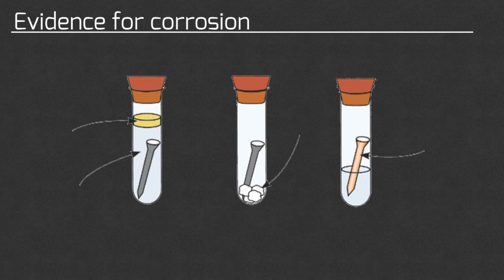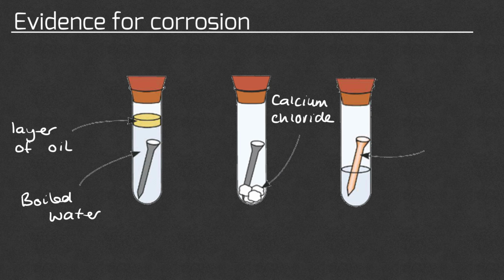You need to be able to discuss how you could use a series of experiments to prove that iron needs both oxygen and water to rust. In the first test tube, we have an iron nail in boiled water. When the water has been boiled, it removes the oxygen dissolved in the water. And we also place a layer of oil on top. This will prevent any oxygen getting into the water. In this case, the nail hasn't rusted, proving that oxygen must be needed for the nail to rust.